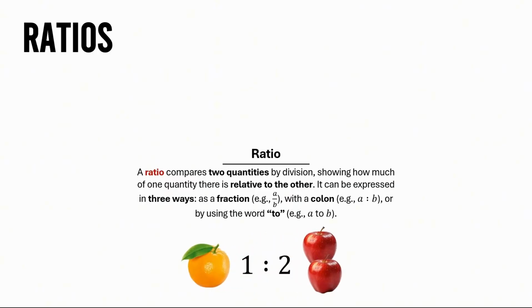Alternatively, if you wanted the ratio of oranges to apples, it would be the opposite, 1 to 2. There is 1 orange for every 2 apples. If we, for example, had 5 oranges and we would like to keep this ratio, we would consequently have 10 apples.